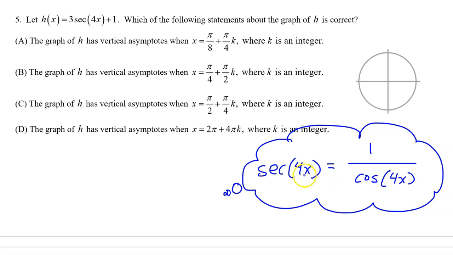This function will have vertical asymptotes wherever the denominator, cosine 4x, is equal to 0. We can find all of the vertical asymptotes by finding all of the solutions to this equation. First, solve for 4x by asking yourself, cosine of what is equal to 0? Cosine is the x value on the unit circle, and x values are equal to 0 here and here. Well, these are the first two solutions. We can find infinitely many solutions by continuing to go around the unit circle. But let's start with pi over 2 and 3 pi over 2.